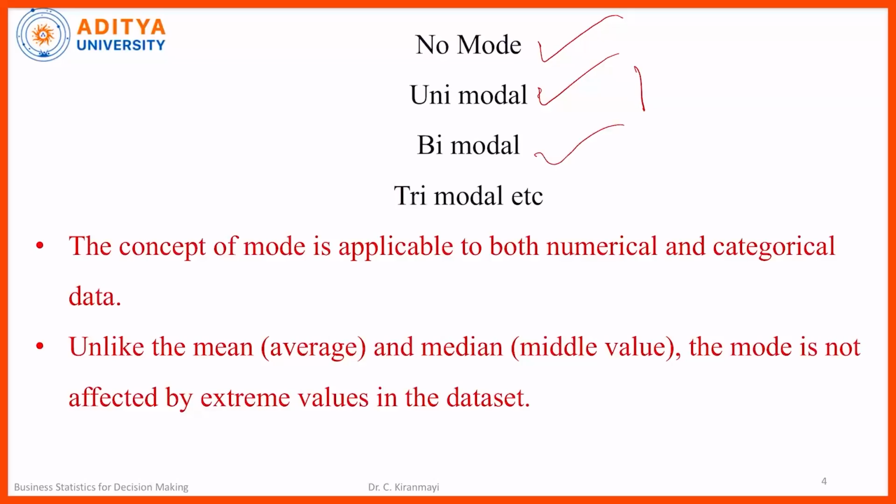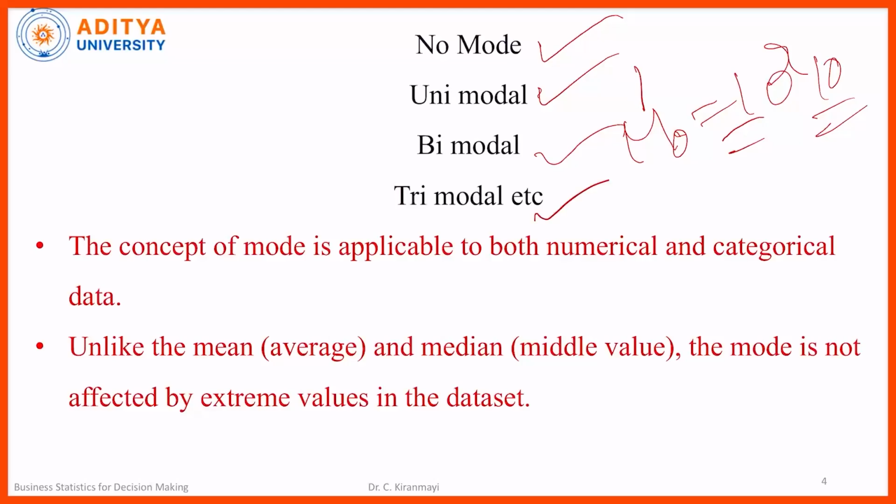There may also be data sets which have two mode values, which we call bimodal. For example, a data set may have two mode values, say 1 and 10. Such a situation occurs when the value 1 and the value 10 repeat in a data set an equal number of times, and when compared with other values, they occur the maximum number of times. In such a case, we find two mode values, which is called bimodal.